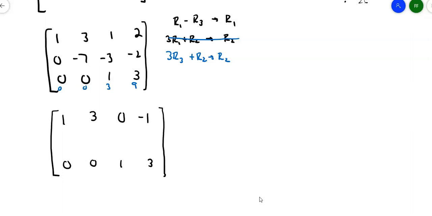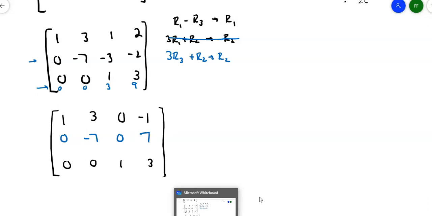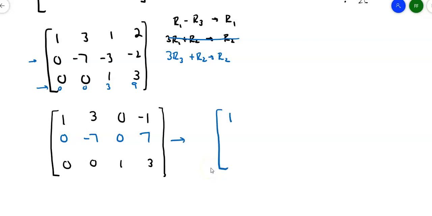So now if I add this to this, and the answer goes in row 2, what do I get? I get 0, I get negative 7, I get 0, and then 9 minus 2 is 7. Okay. I was hoping this would happen. That's why I left that as 7 in the middle, because now you realize that I can just divide the middle row by -1, and I get 1, 3, 0, -1, 0, 1, 0, -1, 0, 0, 1, 3, and I am almost done.